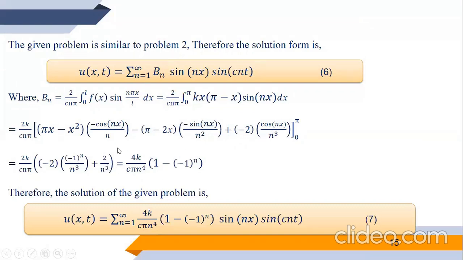So we get bn is 4k upon c pi n raised to 4, (1 minus (minus 1) raised to n). Therefore, the solution of the given problem is u(x,t) is equal to, we put this value here, summation n is 1 to infinity, 4k upon c pi n raised to 4, (1 minus (minus 1) raised to n) sin(nx) sin(cnt). So this is the solution of the given example.